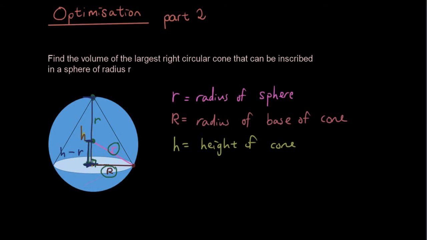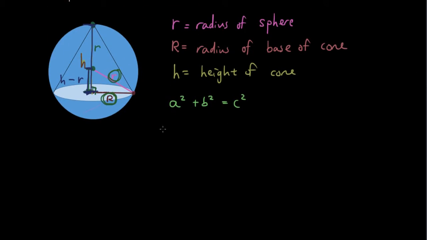So if I want to relate the radius of the cone with the radius of the sphere, I can now use Pythagoras theorem, which is a squared plus b squared equals c squared. So I can say (h minus r) squared is a squared, plus b, which is R, squared, equals c squared. This r value is c, the longest side of the right angle triangle.